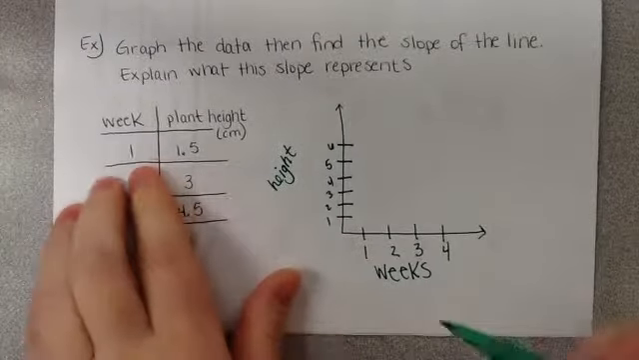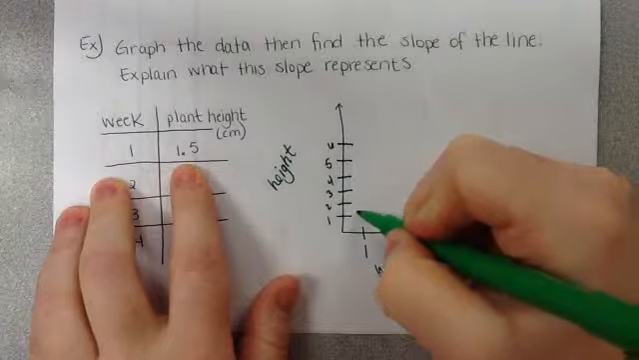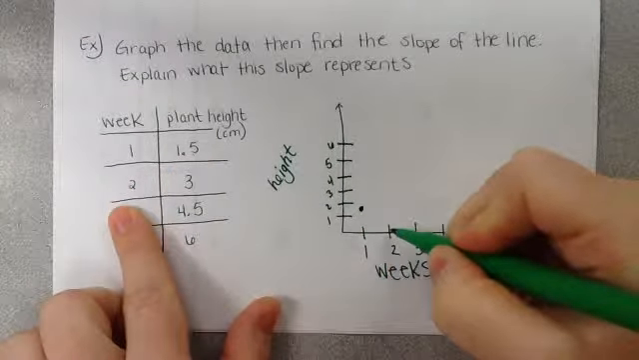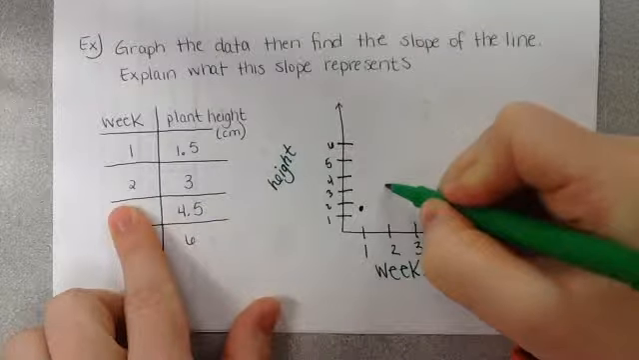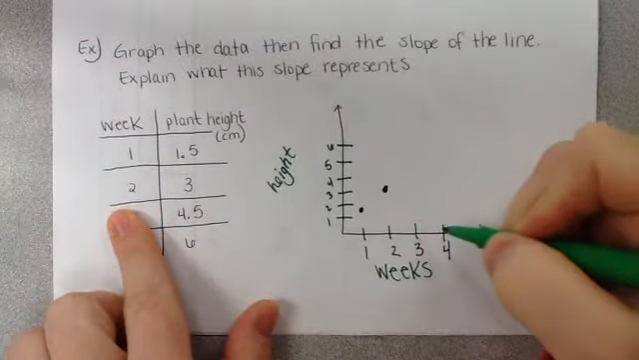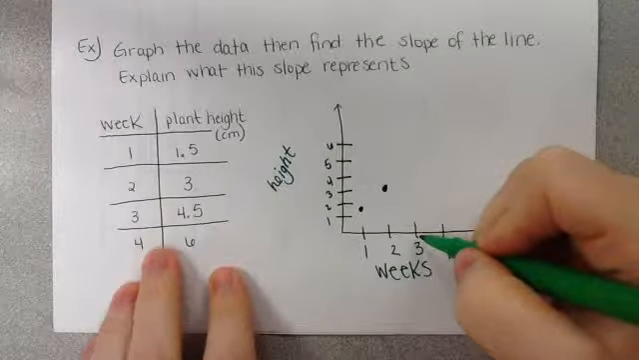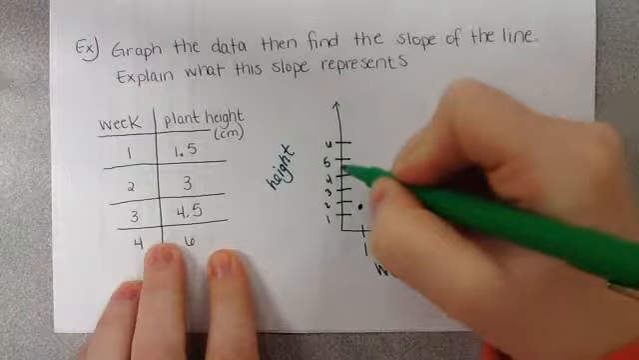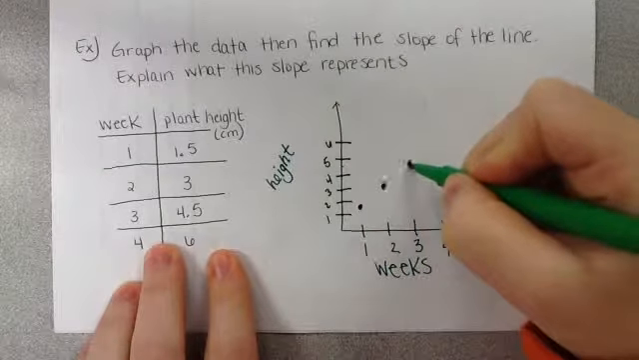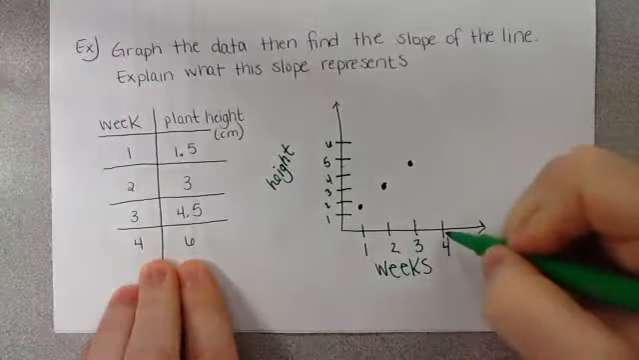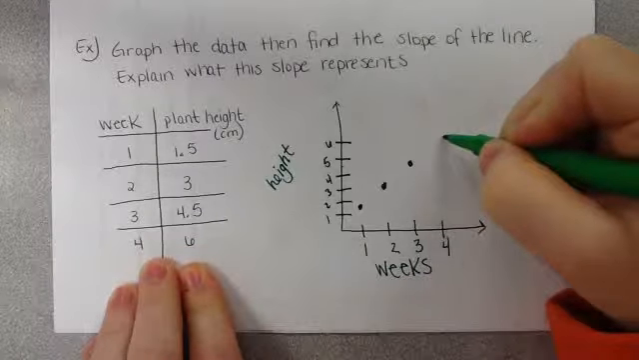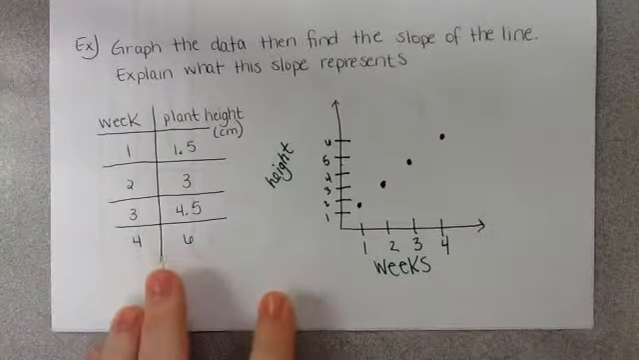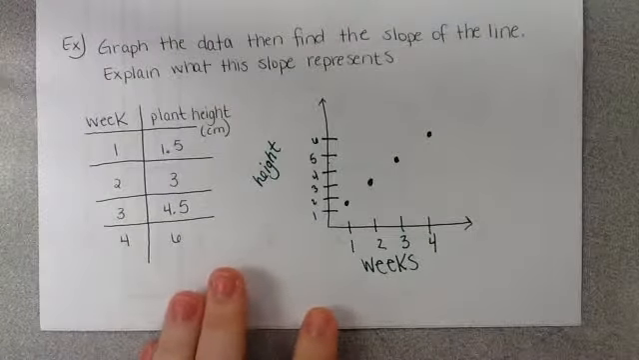Let's plot some points. This is 1 week, 1.5 centimeters. Plot a point. 2 weeks, and I'm going to go up to 3 centimeters. What's our next point we'll plot? 3 weeks is going to go up to, let's see, 4.5, about right here. And lastly, 4 weeks is going to go up to 6. So here's my data. Find the slope of the line.